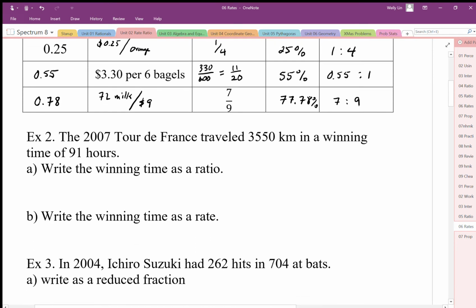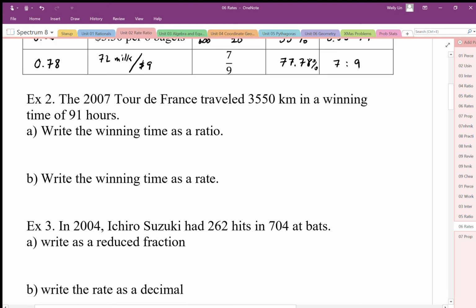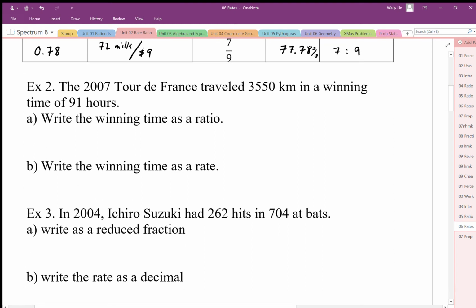Okay, so here we have a rate problem. So we have the Tour de France. This 2007 Tour de France, we travel 3,550 kilometers, and the winning time was 91 hours. So the winning time as a ratio is going to be 3,550 kilometers per 91 hours. Okay, and we can write this as a ratio like this. We can also write this as a unit rate.